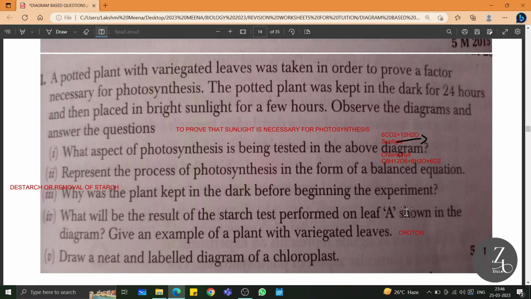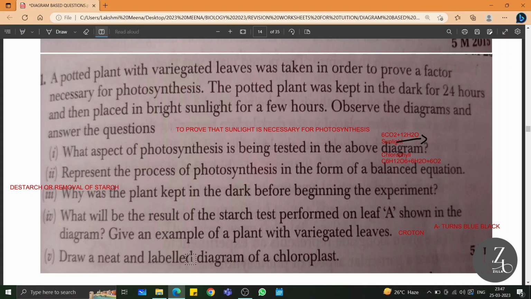Starch test performed on leaf A. If it is green part, it will turn blue black after adding the iodine solution. Okay, so assuming that it is the green part, I am giving as blue black, turns blue black in color after adding iodine solution. Whereas if the part is yellow, then it will remain brown in color, that is the color of the iodine.